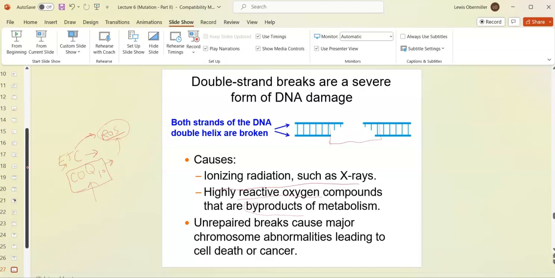So as you get older, you might think about using these kinds of supplements that bind up reactive oxygen species, like vitamin E and coenzyme Q10 and so on, because it helps prevent or repair DNA damage. Okay, so unrepaired breaks can cause major chromosomal abnormalities, and there's a whole lecture on this, and of course that's going to lead to cancer, death, or mutation. So that's not good.